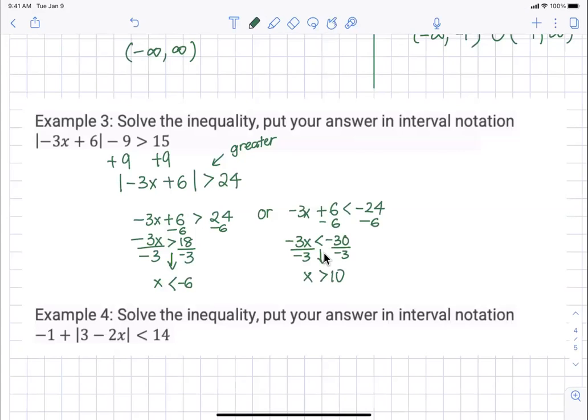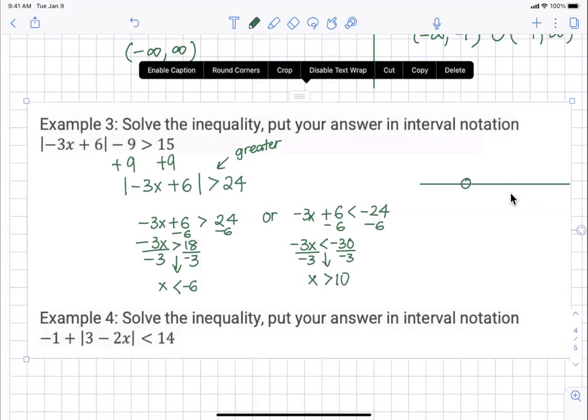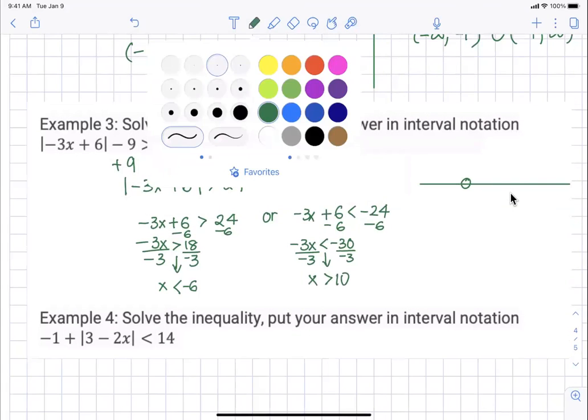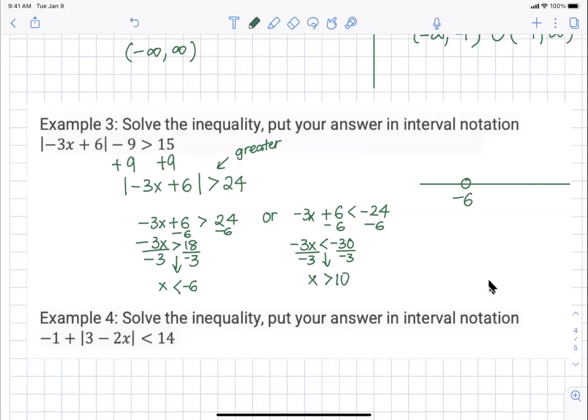Okay, so I have 2 different numbers here. So on my number line, I should have 2 different numbers. The first one is going to be negative 6, and make sure you put an open circle because there's no equal sign here. So I put an open circle at negative 6, and on the other one, 10.